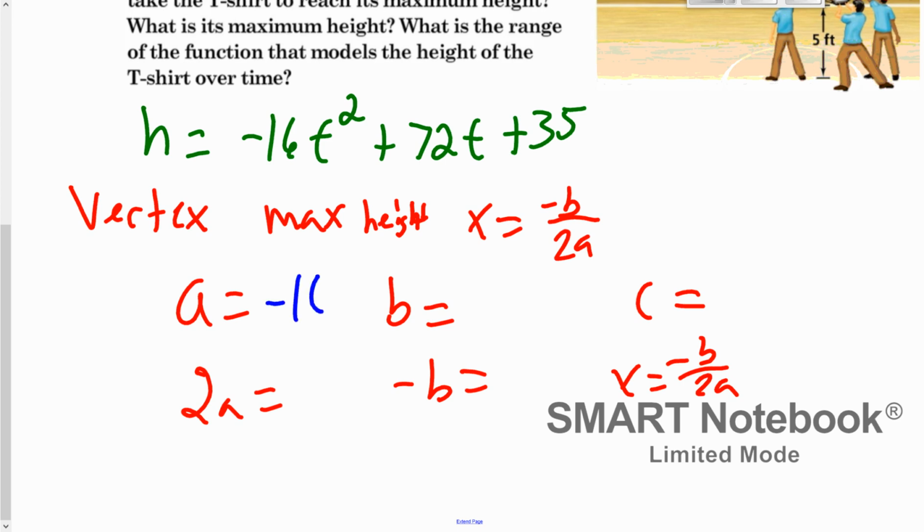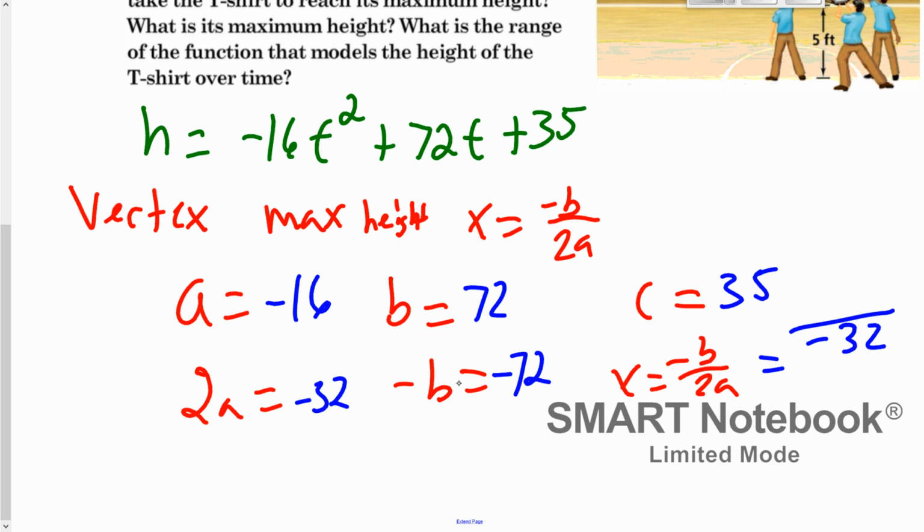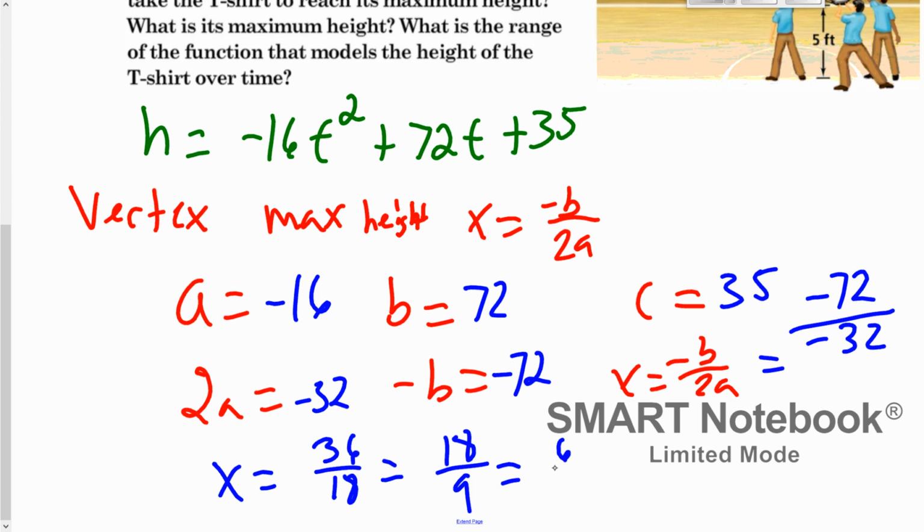Alright, so my a is negative 16, my b is 72, my c is 35. 2a would be negative 32, opposite of b would be negative 72. And so then we take our negative b, which is negative 72, and I divide that by 2 times a, which is negative 32. Okay, so we can reduce those both by 2, so x equals 36 over 18, because a negative over negative is positive. I can divide those by 2, so I get 18 over 9, then I can divide those by 3, so we get 6 over 3.